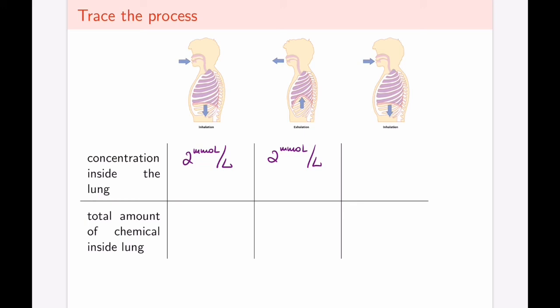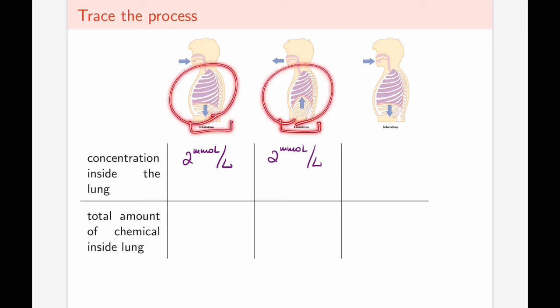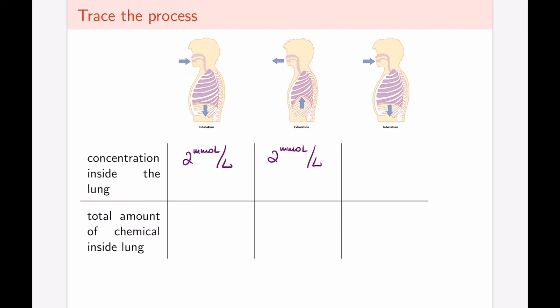Now, let's think about the total amount of actual chemical in the lung, because between these two stages, the shape and the volume of the lungs have actually changed. So in the beginning, the total amount of chemical in the lung on the inhalation is when the lung is full. So that means it's 3 liters of the volume times 2 millimoles per liter. So overall, 6 millimoles.